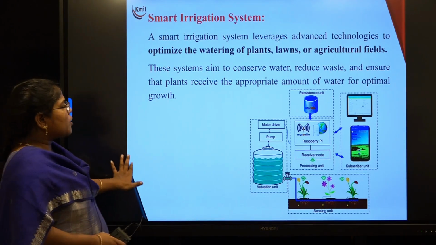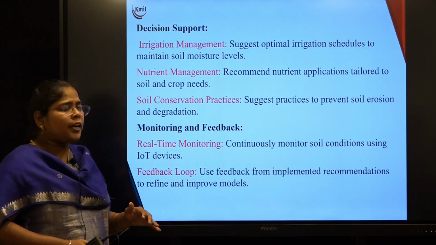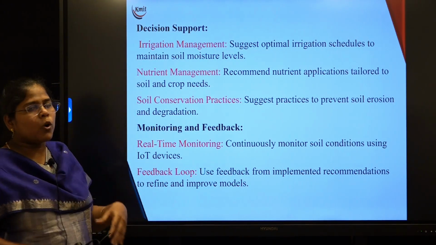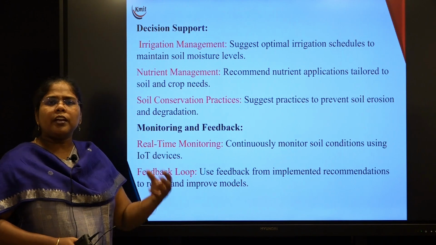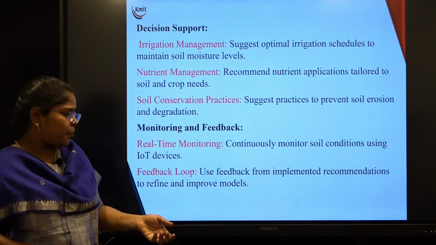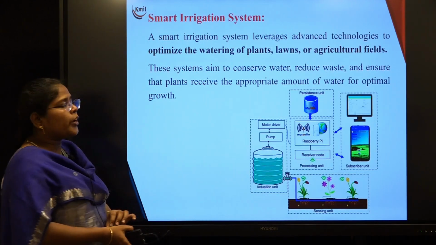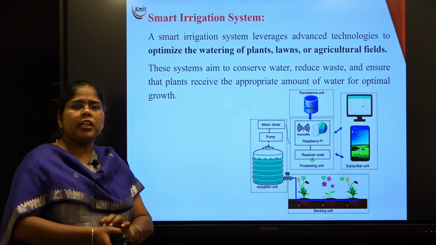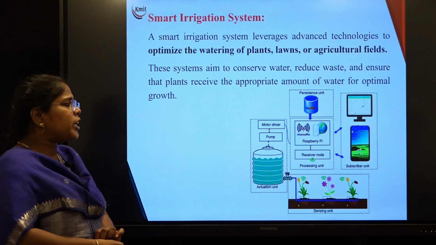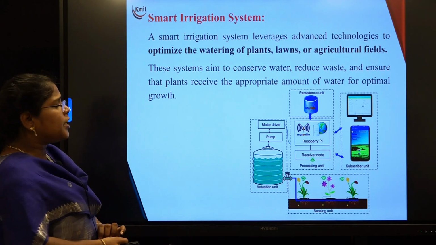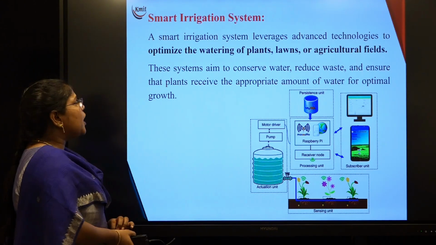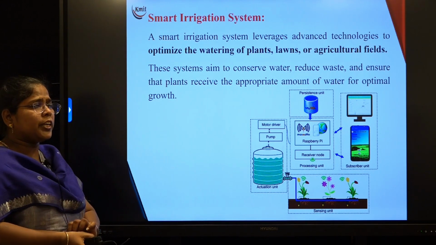So that is what, once the model is designed, we keep on monitoring the model, which can give a better output. Next, our second model we are going to study. The first model is the soil management system, and the second model is our smart irrigation system. Why do we need a smart irrigation system?